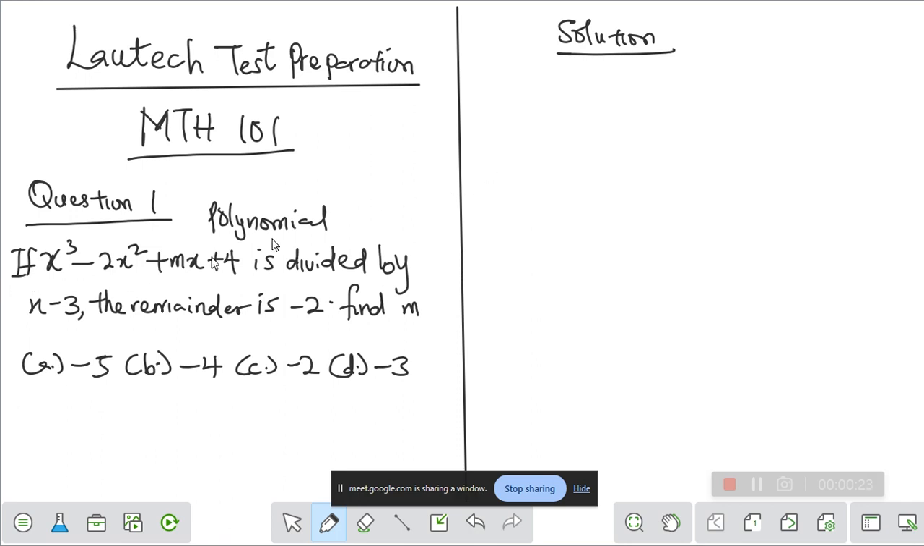Whenever you have a question like this, you know that this is a function. So it's just like f of x is equals to x cube minus 2x squared plus mx plus 4. I hope you understand. You can mute yourself, but when I'm asking if you understand, you let me know so that I can know.